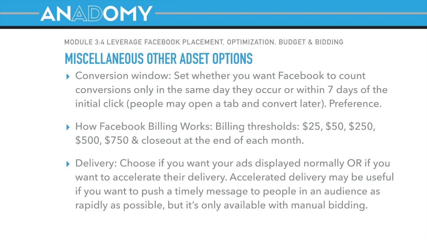So let's just say you have a flash sale that's good only for 24 hours. That may be an example where you want to accelerate your delivery and try to push that message out to people as quickly as possible. Just know that when you select this option, you do have to go to manual bidding.